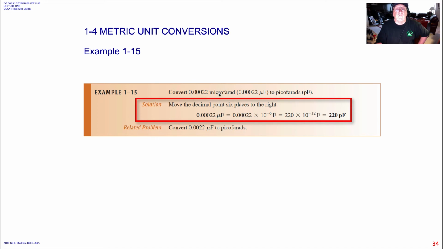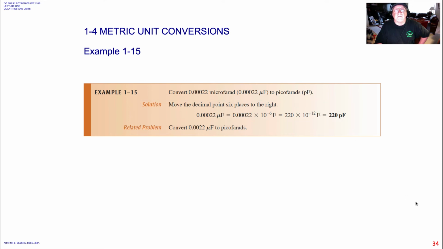Okay, in another example, we're going to convert 0.0022 microfarads to picofarads. Okay, so again, the first thing we're going to do is change that to exponential notation, micro, 10 to the minus 6th, and now we're going to move the decimal point, in this case, to the right, 1, 2, 3, 4, 5, 6. We're going to have to add a 0 to make it 10 to the minus 12th, which is picofarads.